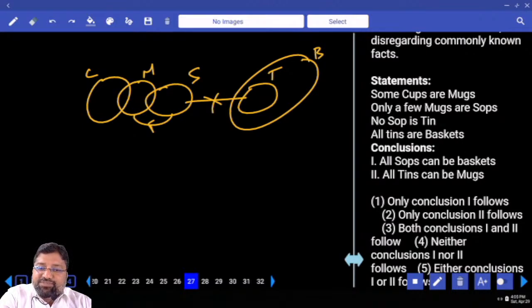Can I take all the soaps and put them inside basket? Yes, it is a possibility. You can put this soap somewhere in the corner so that it will not touch tea. Is it a possibility? Yes. Next, all tins can be mugs. Can I take all the tins and put them inside mug?